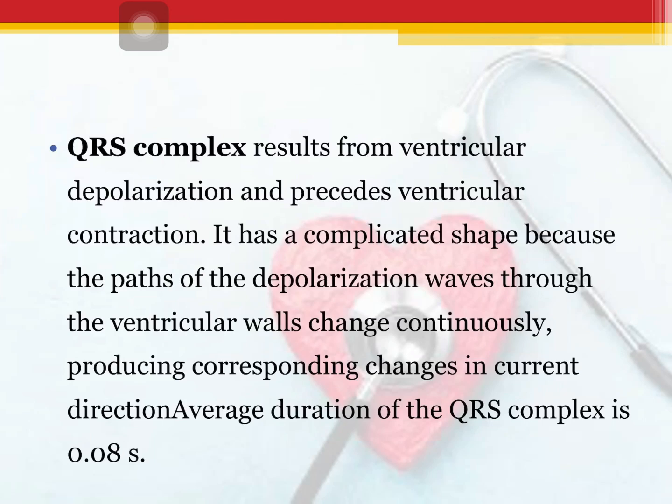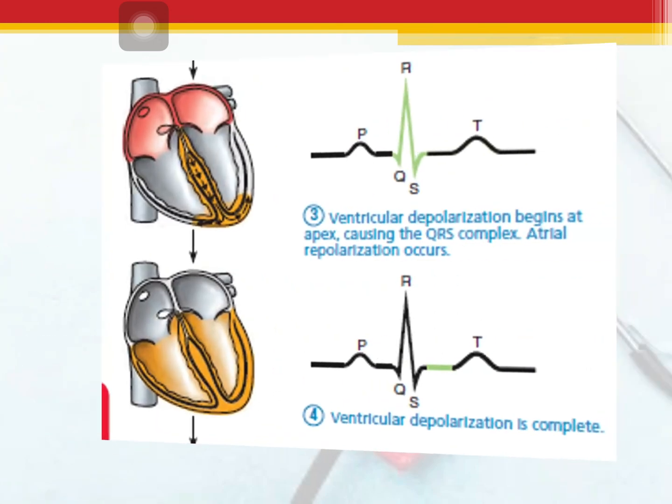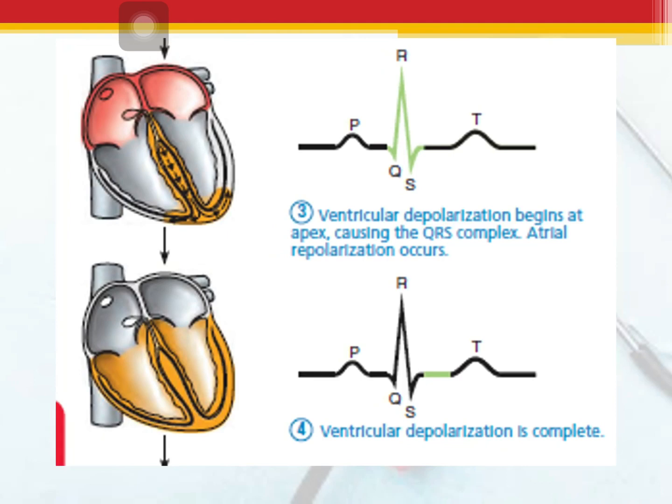So the QRS complex results from ventricular depolarization and precedes ventricular contraction. It has a complicated shape because the paths of depolarization waves through the ventricular walls change continuously, producing corresponding changes in current direction. The average duration of the QRS is 0.08 seconds.